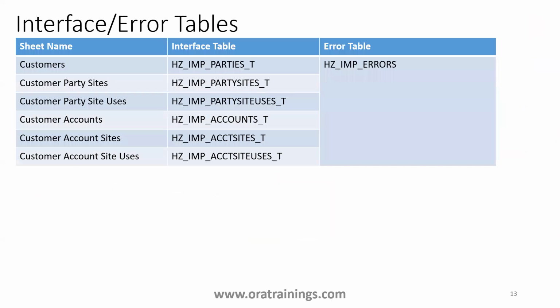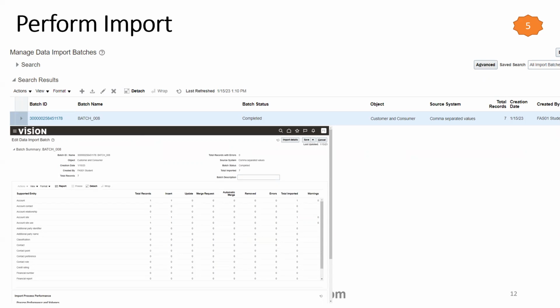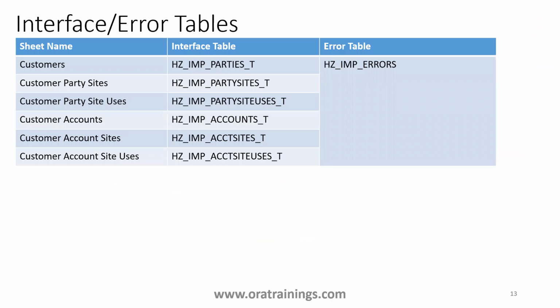Okay. So now coming to the interface tables as well as the list of error tables. As of now, I have considered only the high-level set of tables. Around 7 sheets I have considered. In this, I could see only 6, but I have considered 7 sheets. The first one is the customer sheet, whose interface table is HZ_IMP_PARTIES_T. Similarly, customer party site. And here, if you observe, the naming convention is HZ_IMP, nothing but customer import. And the last one is the temporary table, _T.